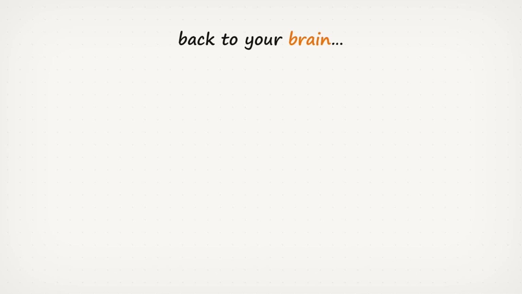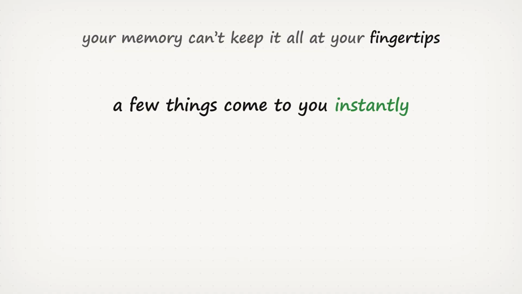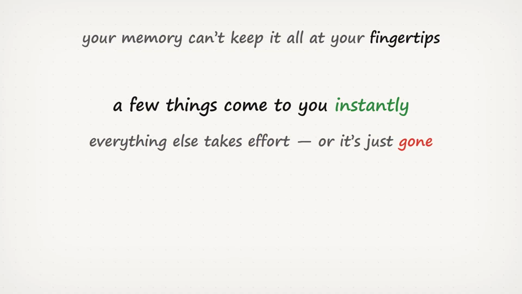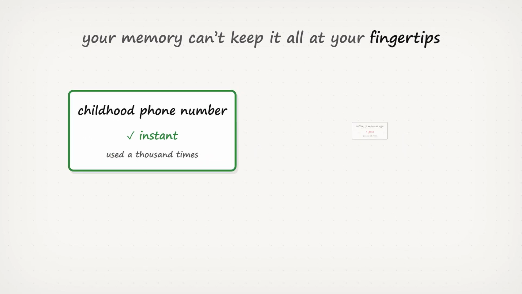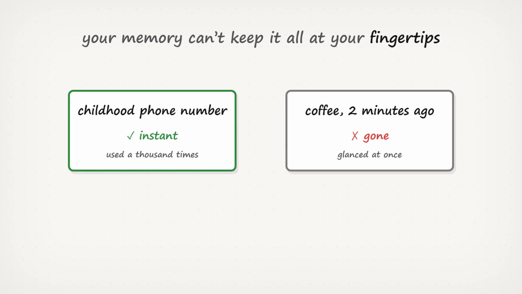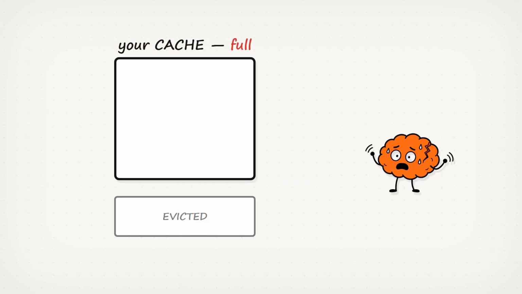Now let's get back to your brain. It can't keep everything ready at your fingertips. A few things come to you instantly. Everything else takes real effort to dig up, or it's just gone. You rattle off your childhood phone number without thinking, but you can't find the coffee you set down 2 minutes ago. That's just me being bad at coffee. That's your cache doing its job.